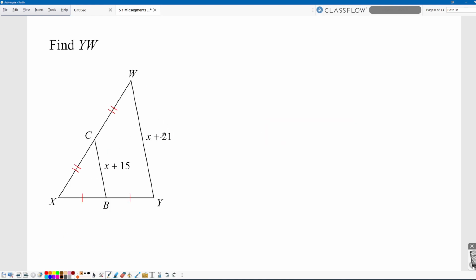So here's a slightly more complicated one, in which now we're working with algebra. So CB is equal to 1/2 of WY.